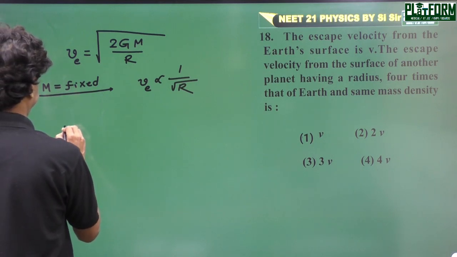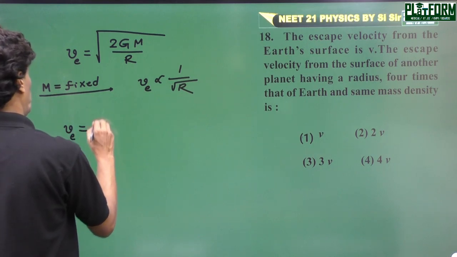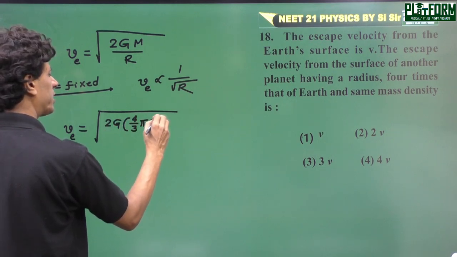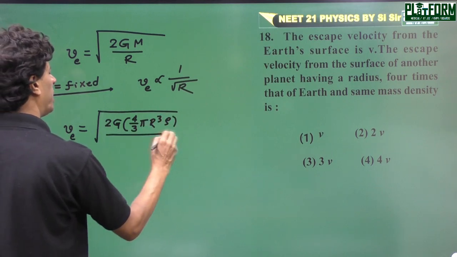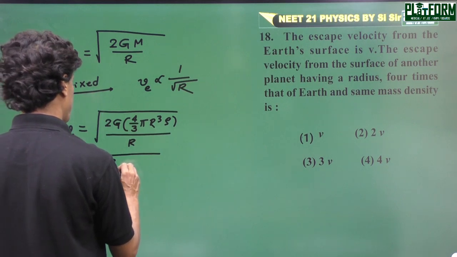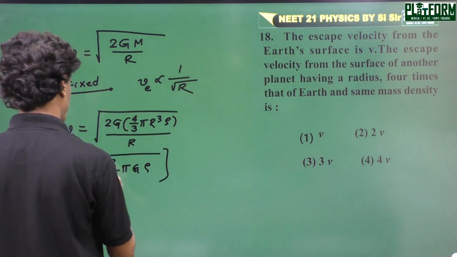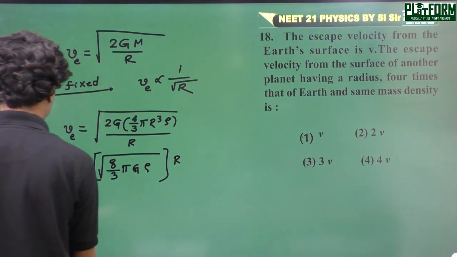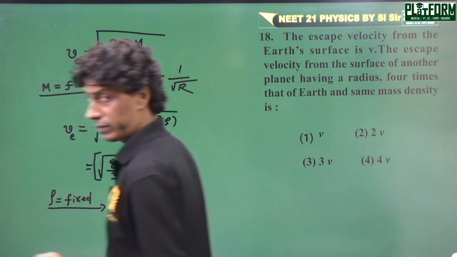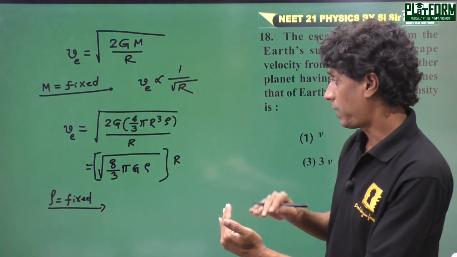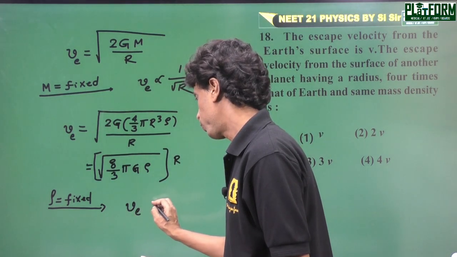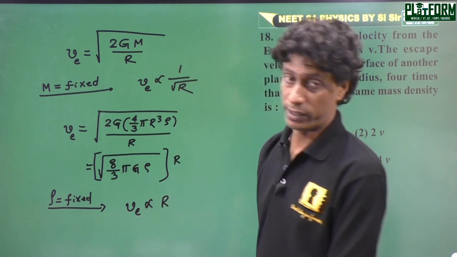Similarly, VE equals root over of 2G, the mass of the planet is 4 by 3 pi r cube rho, by r, and finally it is root over of 8 by 3 pi G rho, into R. Here, if rho is fixed, that is the density of the planets, or if we compare two planets, the density for both planets, Earth and the other planet, is the same, equal density. Here in this case, be careful, escape velocity is directly proportional to R.